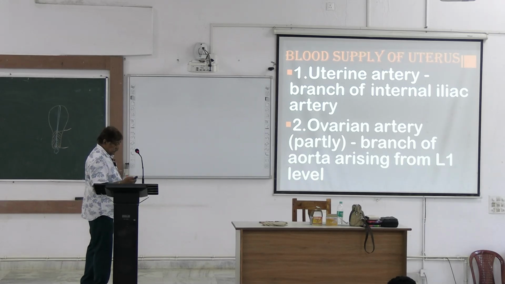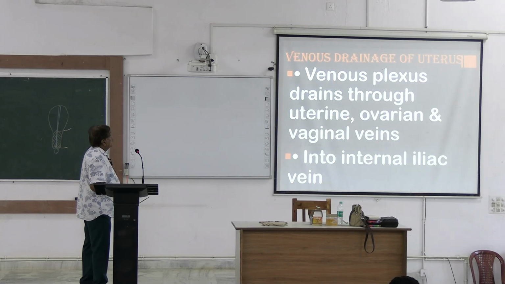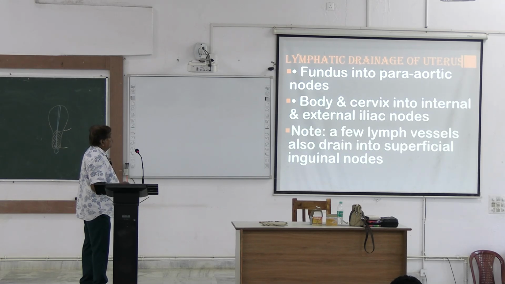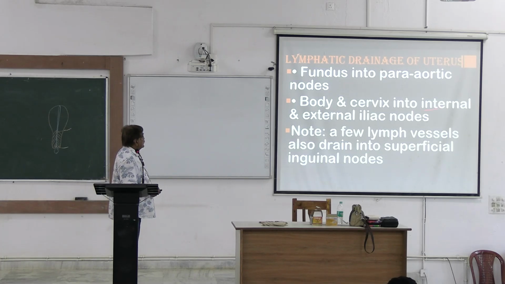Blood supply of the uterus: the uterine artery, a branch of the internal iliac artery; the ovarian artery, partly a branch of the aorta arising from L1 level. Now venous drainage. The venous plexus drains through the uterine, ovarian and vaginal veins into the internal iliac veins. Now lymphatic drainage: fundus into para-aortic nodes, body and cervix into internal and external iliac nodes. Note, a few lymph vessels also drain into the superficial inguinal nodes.